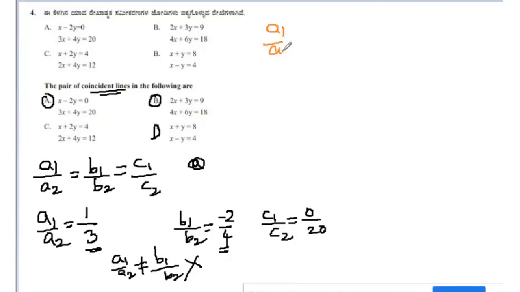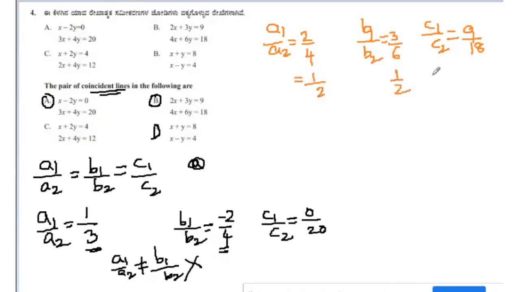We also compare the ratios with the second option, A1 by A2, B1 by B2, C1 by C2. A1 by A2 in the pair of linear equations is 2 by 4, B1 by B2 is 3 by 6 and C1 by C2 is 9 by 18. So clearly A1 by A2, B1 by B2, C1 by C2 are equal to each other. So the correct option for this question is B.